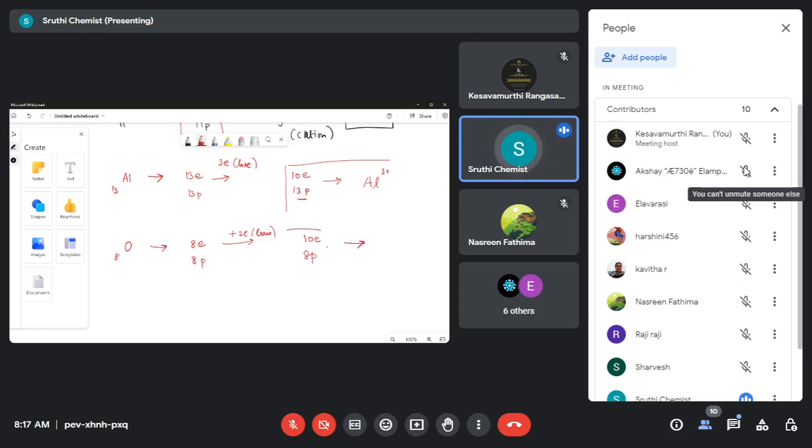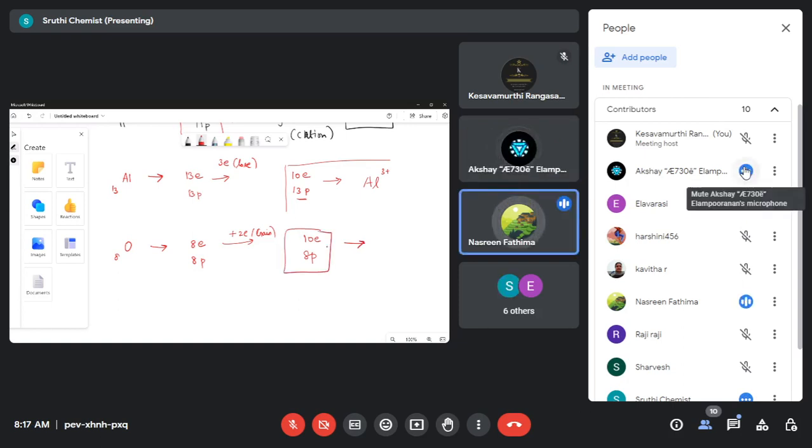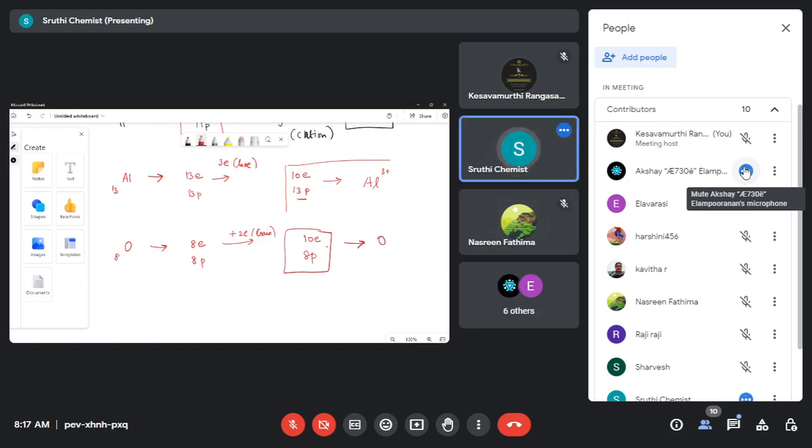So which is in excess now? Electron. How many are in excess? 2. Okay, then the charge of oxygen? Minus 2, ma'am. Very good. So oxygen is minus 2. So this is the way you have to calculate. Very good. This is right.